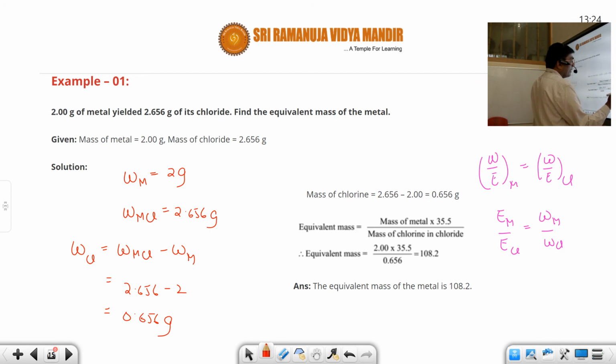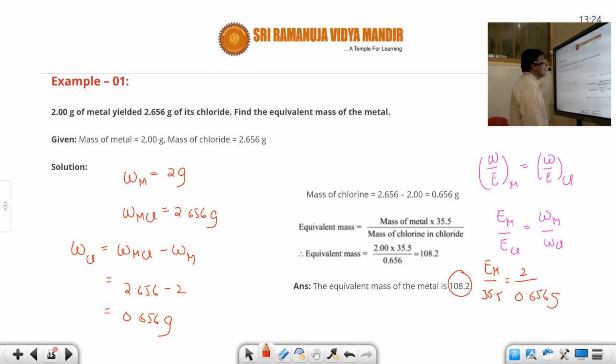Now substitute everything here. Equivalent weight of the metal you have to find. Chlorine is 35.5. So that is equal to weight of the metal, given as 2 grams, by weight of chlorine, given as 0.656 grams. From this the answer will be 108.2. 108.2 means it is silver. 108 is accounted for silver. I hope you understood.